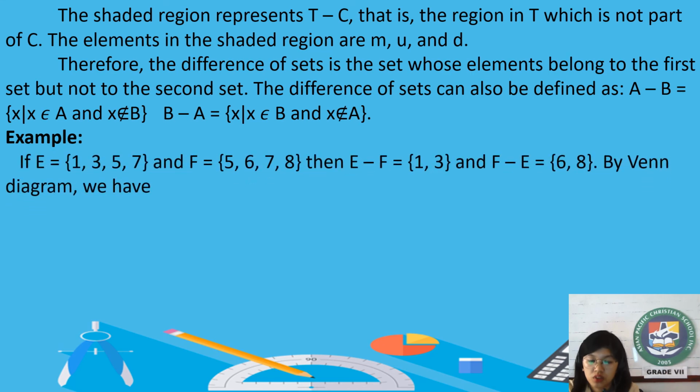So, for example, if the set E is equal to the elements 1, 3, 5, and 7, and for the set F we have the elements 5, 6, 7, and 8, then E minus F is equal to 1 and 3. So, why? Notice, E minus F. For 1, is there a 1 in F? There is none. That means we will put 1 here. And 3, is there a 3 in F? None. We will put 3.